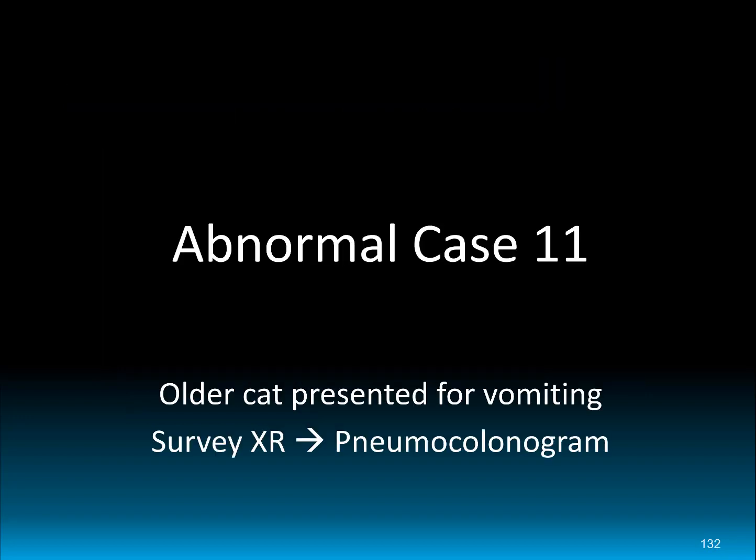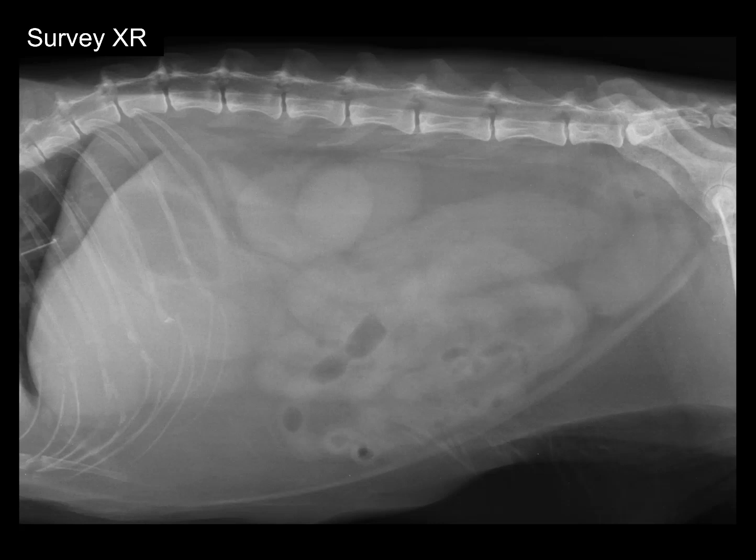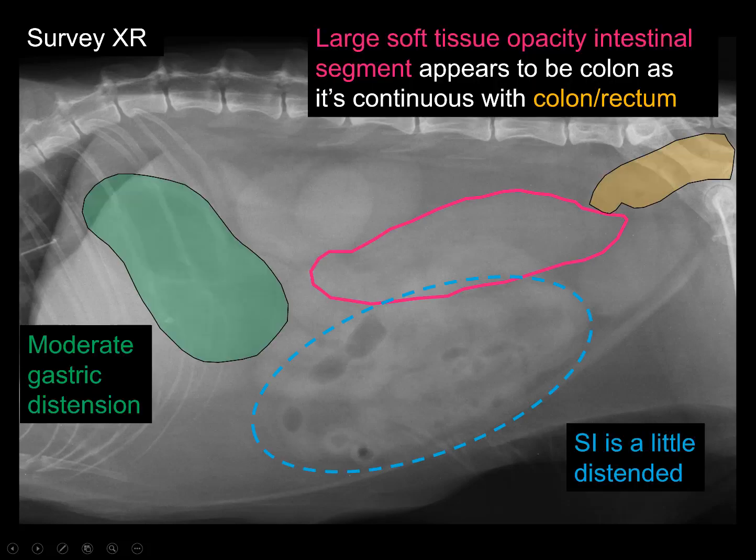So in this cat, we're going to start with survey radiographs, and one thing that jumps out pretty readily is that there's this big tube of soft tissue in the mid-abdomen, in the plane of the colon. There's rectum, there's colon, and then there's this big tube that's way too big to be a normal colon, but it's in the right spot. There's a little variation in size of the small intestine, maybe a little bit of mild dilation. There is some moderate distension of the stomach, but this area back here is really the most interesting, I would say.